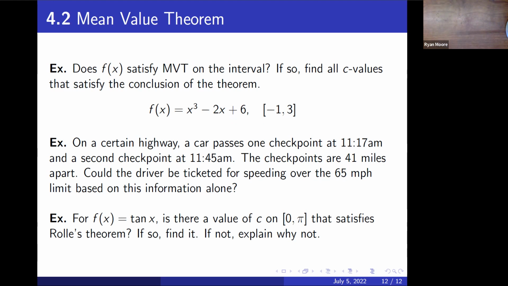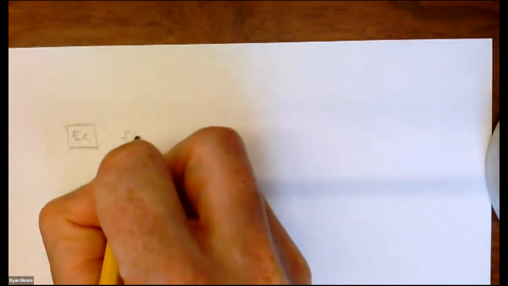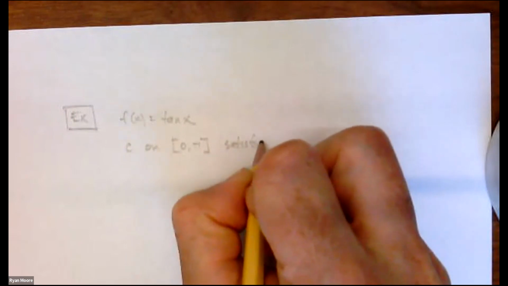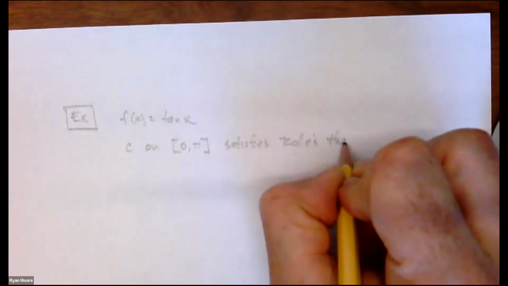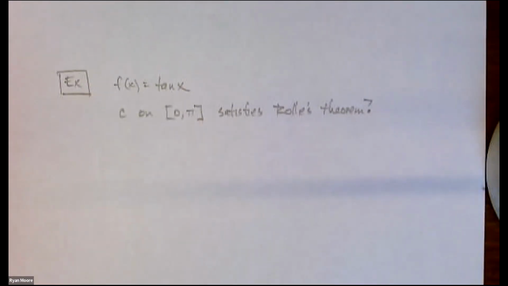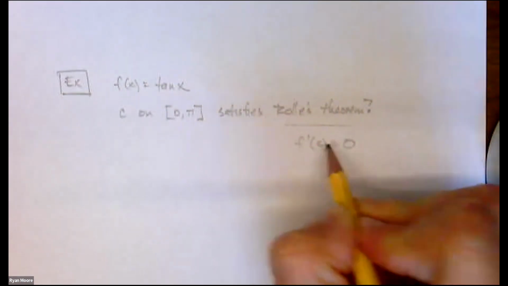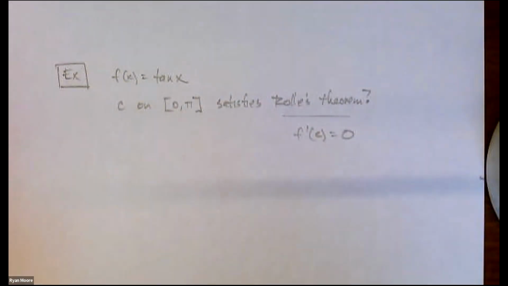So I think I need a new piece of paper. We're looking at f of x equals tan x. Is there a c on [0, pi] that satisfies Rolle's theorem? If so, find it. If not, explain why not. Some people just jump headlong into finding the value of c with the derivative. Remember, Rolle's theorem is when f prime of c equals 0. But you don't want to do that. You have to check the hypotheses. If those are not satisfied, then all bets are off.